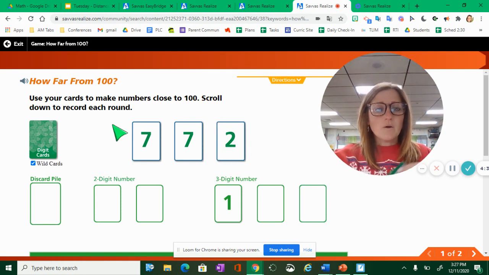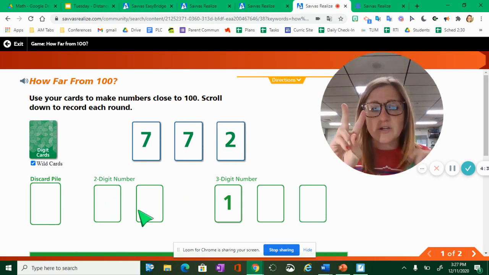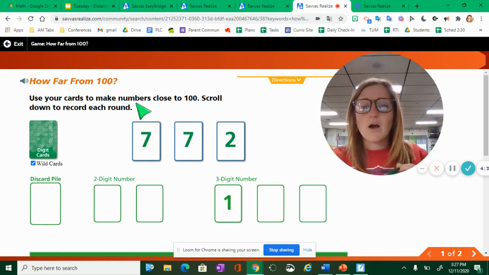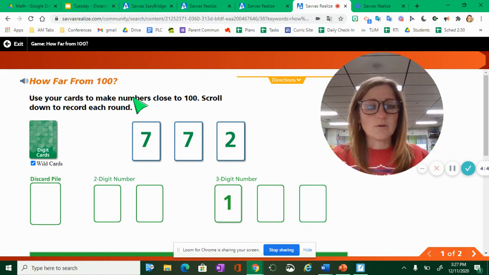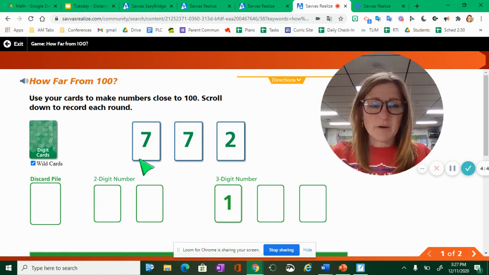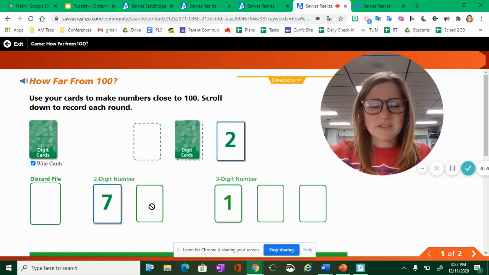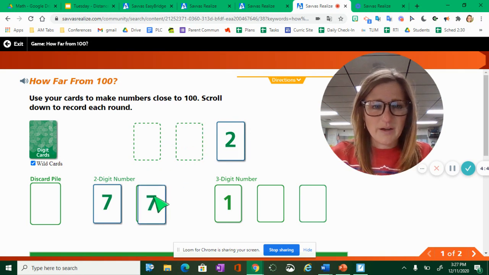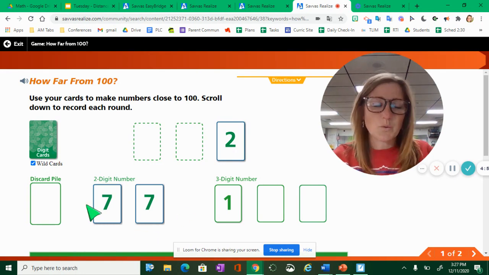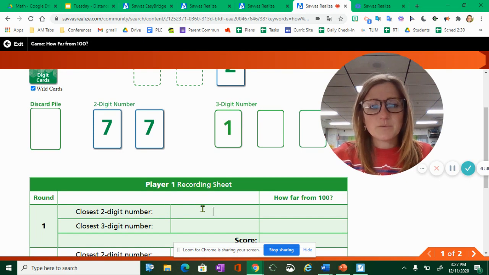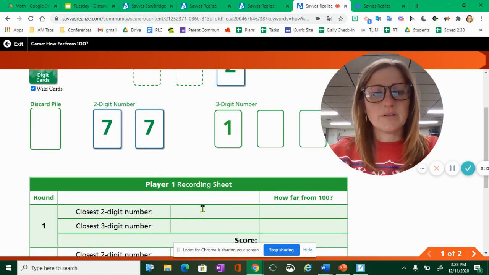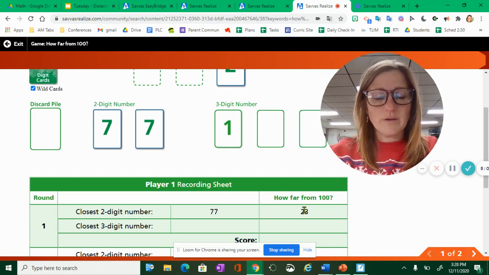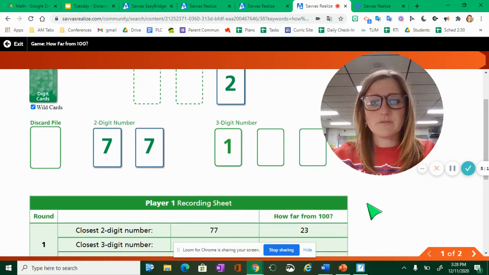All right, so remember, one of the numbers you need to make is a 2-digit number, and our goal in this game is how far are we from 100? We want to get as close as possible. So if I'm trying to get as close as possible, I'm thinking 77 is the best number I could make. If I made 72 or 27, I'm not as close to 100 as I need to be. So I would record 77. How far am I from 100? You have to do a little bit of math. 23. You might have to write some things down to figure that out.